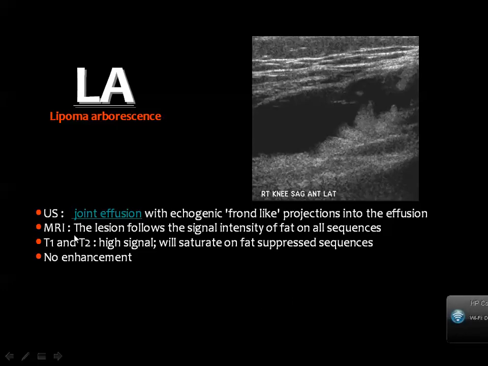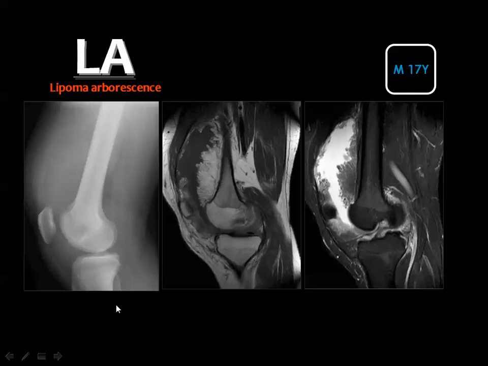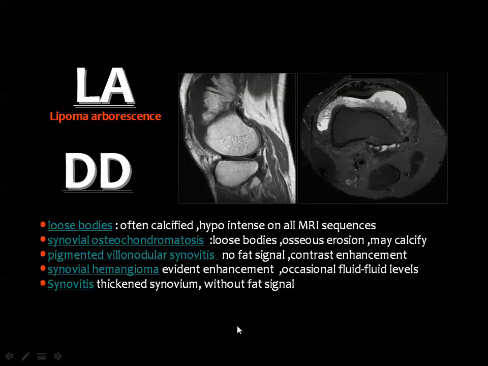In MRI, the lesion will show the same signal intensity as fat in all pulse sequences, with T1 and T2 bright signal, suppression of the lesion in fat suppressed images, and no post-contrast enhancement. In the plain film, you see just the joint swelling suggestive of the presence of effusion. On MRI T1 weighted image, you see a high signal lesion surrounded by fluid, and in the T2 weighted image, you got suppression of the fat similar to the bone marrow fat, surrounded by a considerable amount of joint effusion.